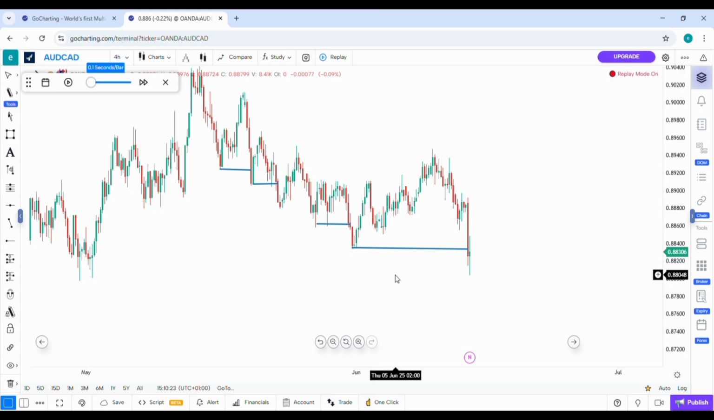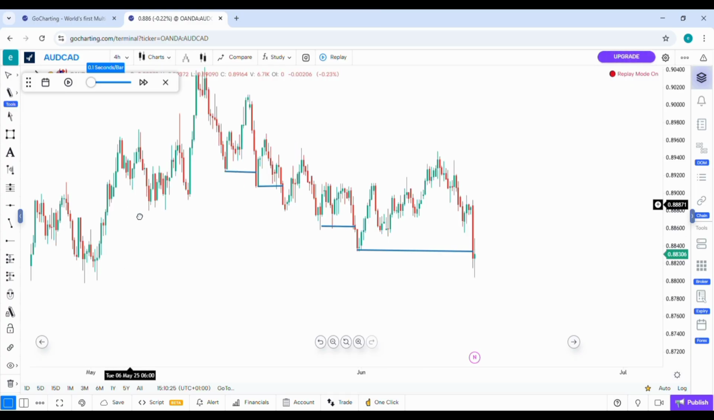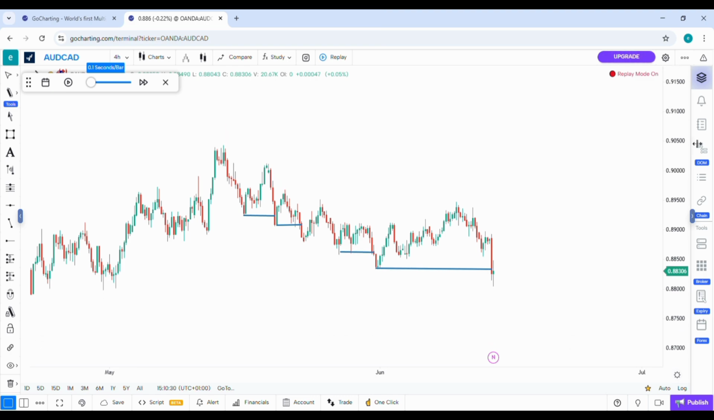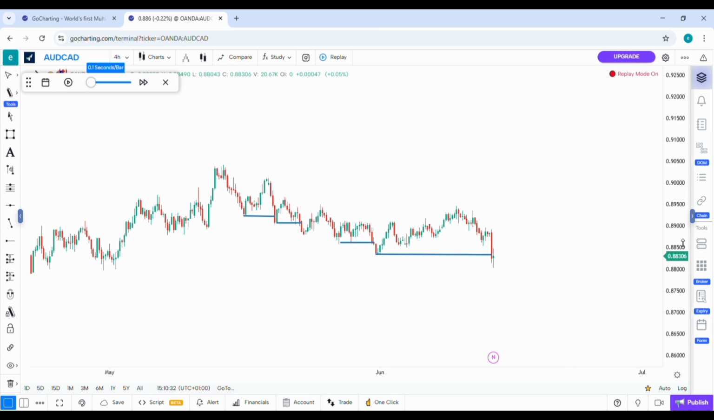So therefore, you need to keep on selling this market. If you are buying, just know that the buying will not last long. It will only take a while. But since we are selling, let's do it this way.